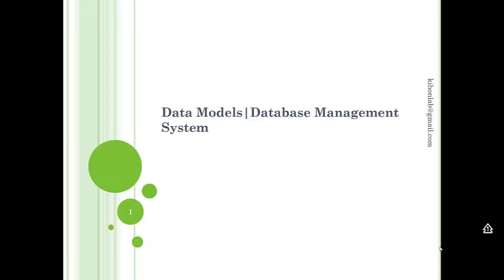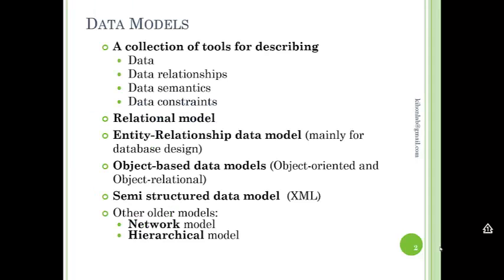Today we are going to discuss data models in database management system. To represent the data, we need certain conceptual models that could describe data, data relationship, data semantics and data constraint. So there are some models available depending on what type of data is available and how you want to represent it. There are four types of different data models available. One is the relational model, then entity relationship data model, object based data model and semi-structured data model.